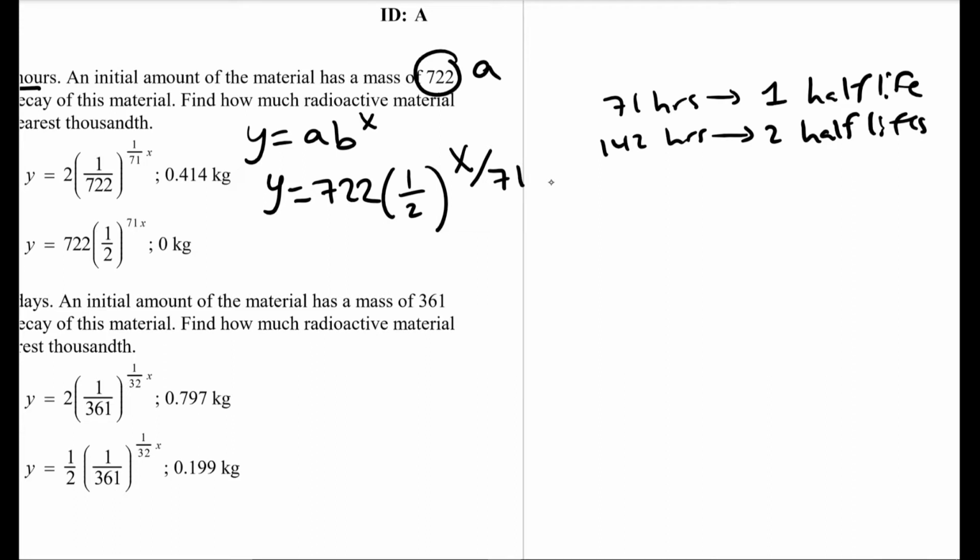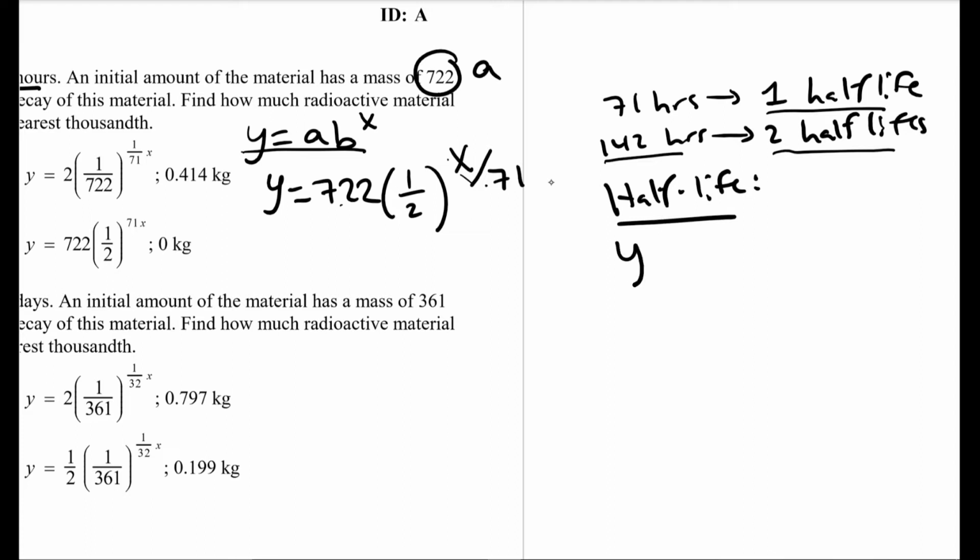And so that means that I have to cut 722 in half one time. Now, if 142 hours pass by, then I know that 142 divided by 71 is 2, which gives me 2 half-lives, which means that I have to cut this number in half 2 times. So this model makes sense right here.